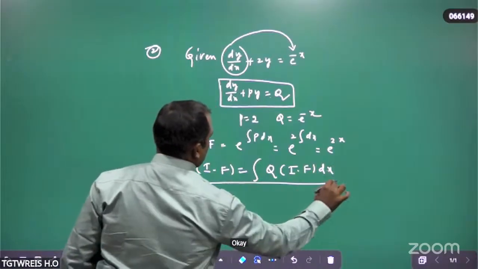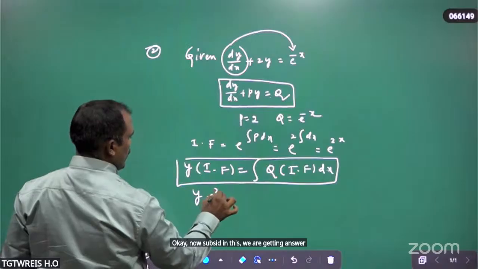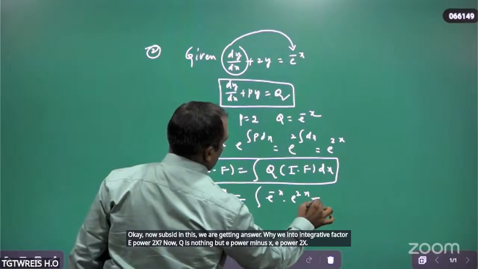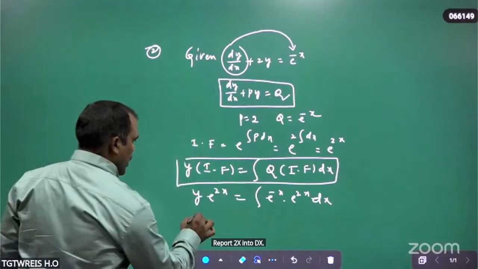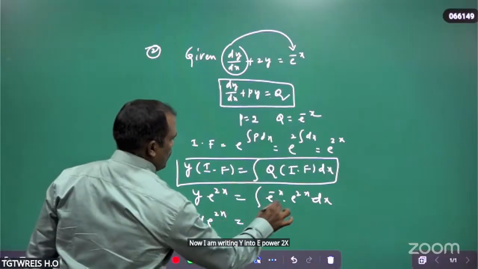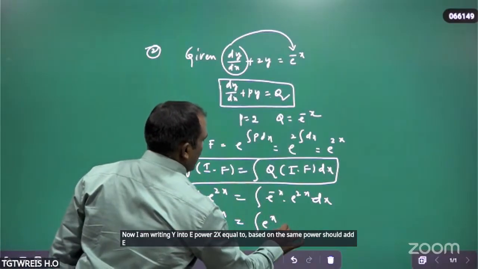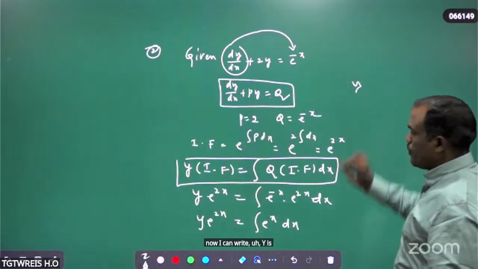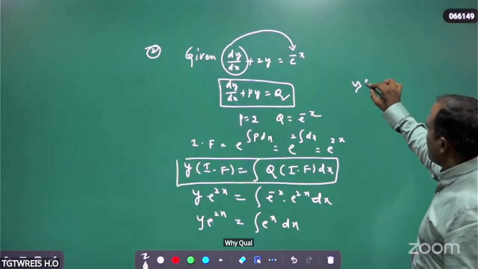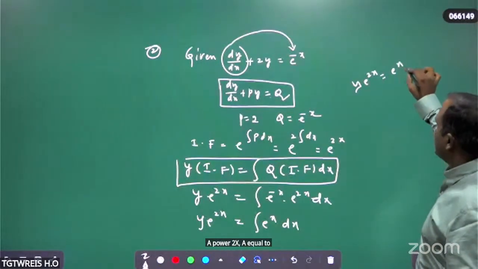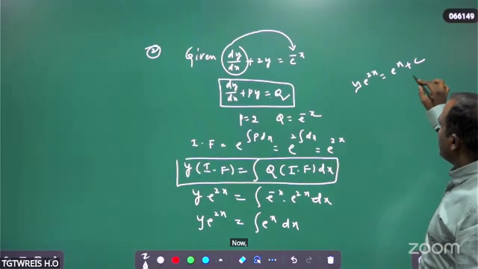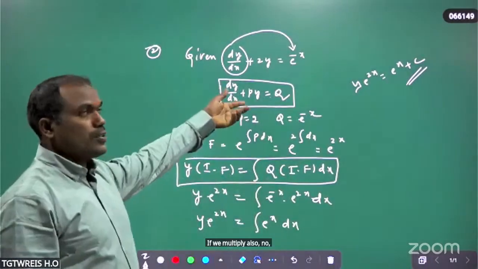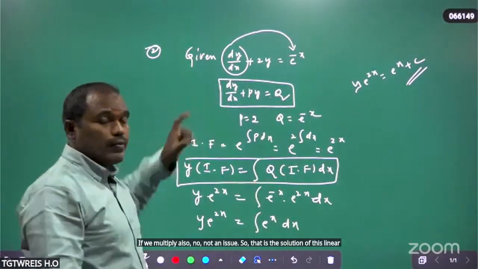Now substitute in this, we are getting y into integrating factor e power 2x. Now q is nothing but e power minus x, so e power minus x into e power 2x dx. Now I am writing y into e power 2x equals, since the base is the same, the powers should add, e power x dx. So y into e power 2x equals e power x plus c. Now I can divide this to get the solution. If you multiply also, not an issue. So that is the solution of this linear differential equation in y.